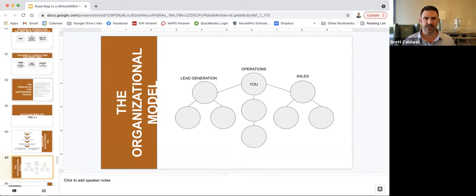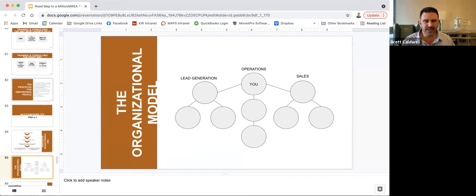You have to understand, in real estate, there's a lead generation aspect of our business, there's an operations aspect of our business, and there's a sales aspect of our business. We talked about the three key hires in the beginning, being the assistant, the buyer's agent, and the listing specialist. The listing specialist and the buyer specialist tend to land in the sales aspect of these operations.